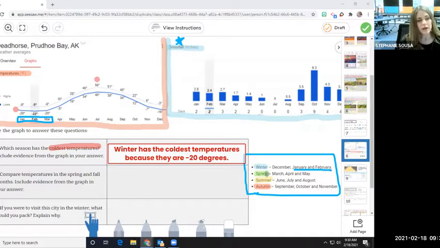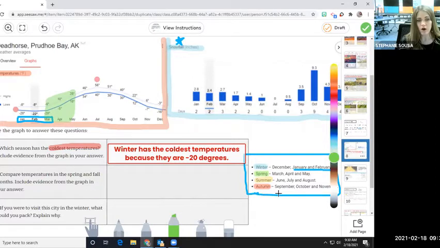Let's take a look at slide 2. Slide 2 says, compare temperatures in the spring and fall months. Include evidence from the graph in your answer. So I'm going to look for the spring. My spring is March, April, and May. So I'm going to highlight March, April, and May in my spring color. Okay, March, April, and May.